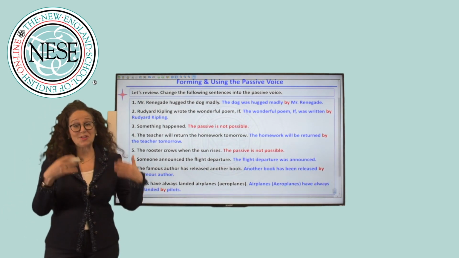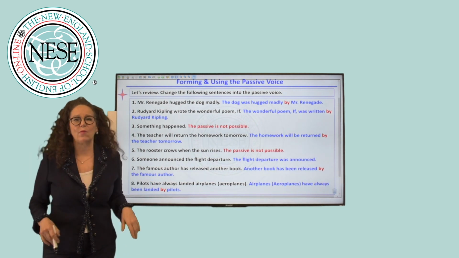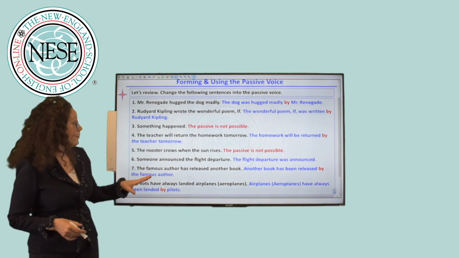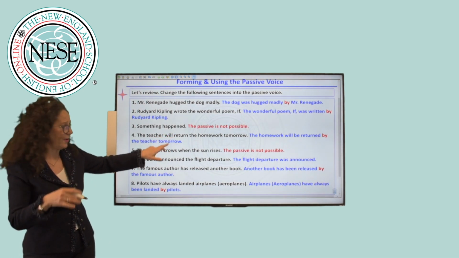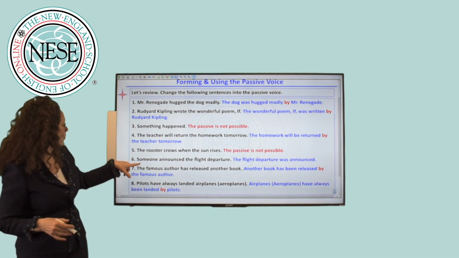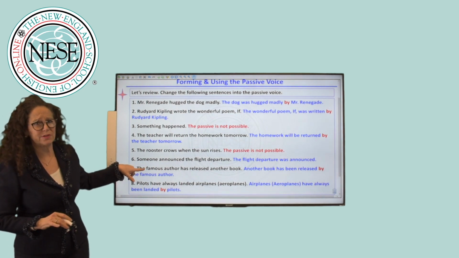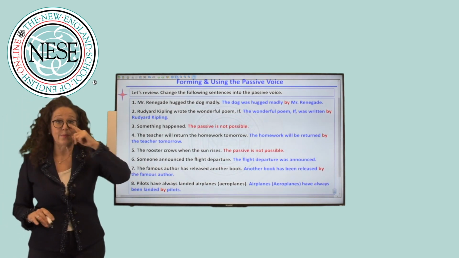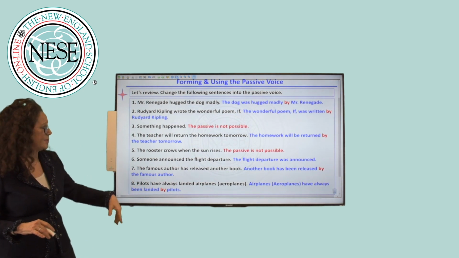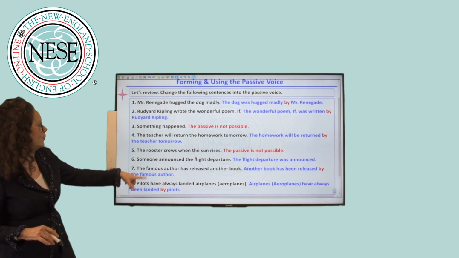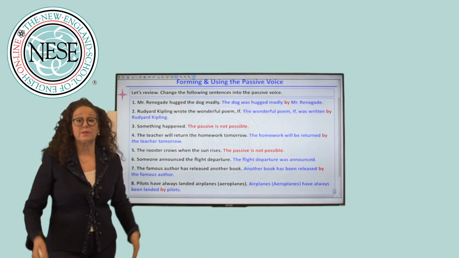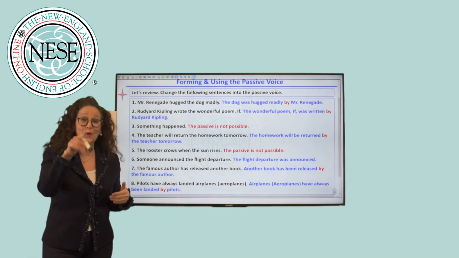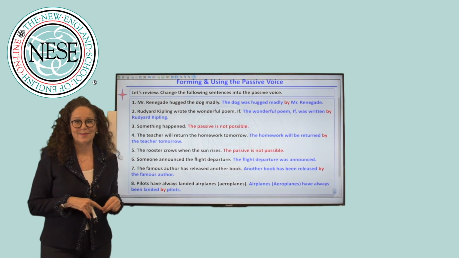So sometimes it's just subjective. You have to work out which is better. There are rules. If there's no object, then you just can't do it. That isn't subjective. But sometimes, and if it's someone you don't want to use, you don't want to say by someone. But sometimes by pilots or by the teacher, that can be subjective if you feel it's important. It depends on what you feel is important.